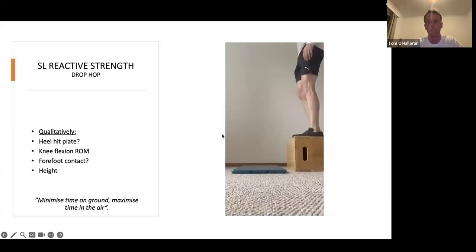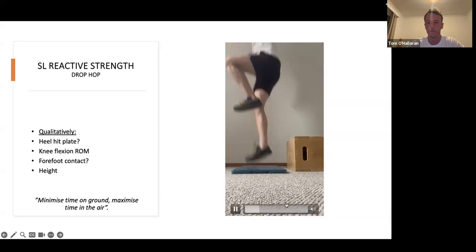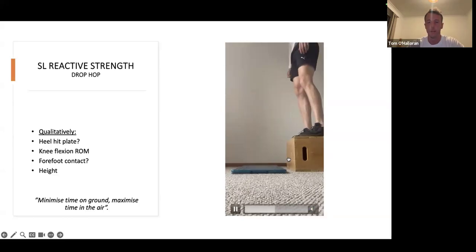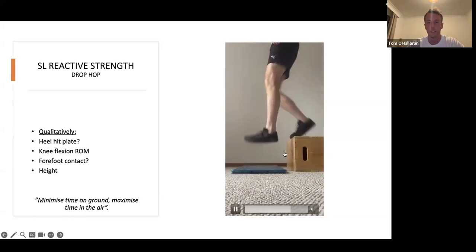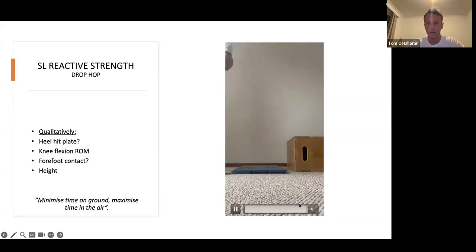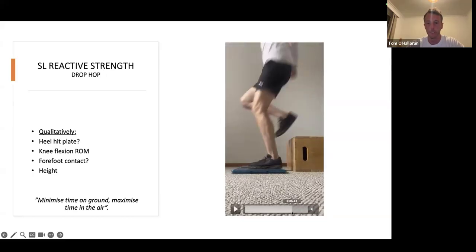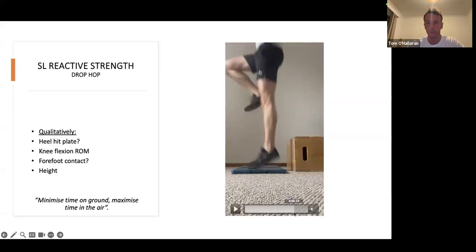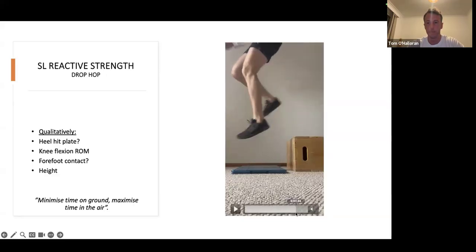If we were more specific, and again it depends on the skill and the strength of the person, I'll often choose the 10 hops in a row or a drop hop. Same type of cues: minimize time on plate, maximize time in the air. And qualitatively, does the heel hit the plate? How much knee flexion do they drop? Do they keep the leg straight or pop up a bit?